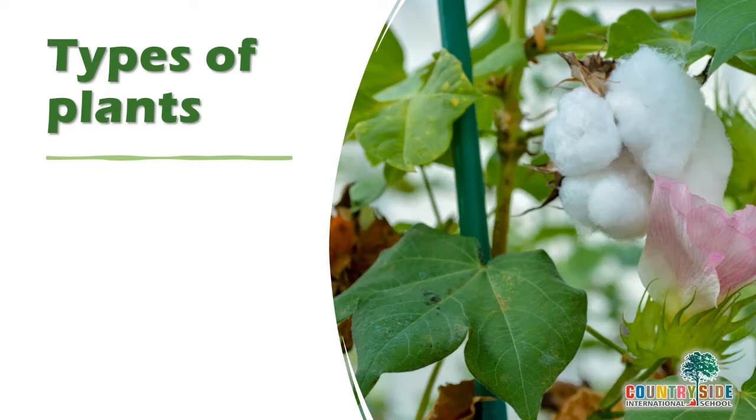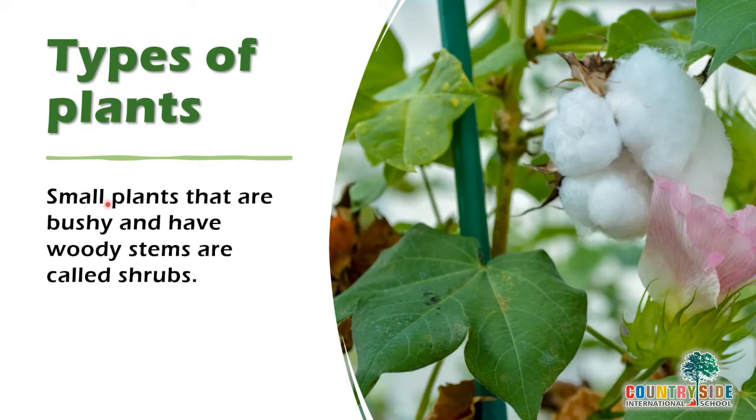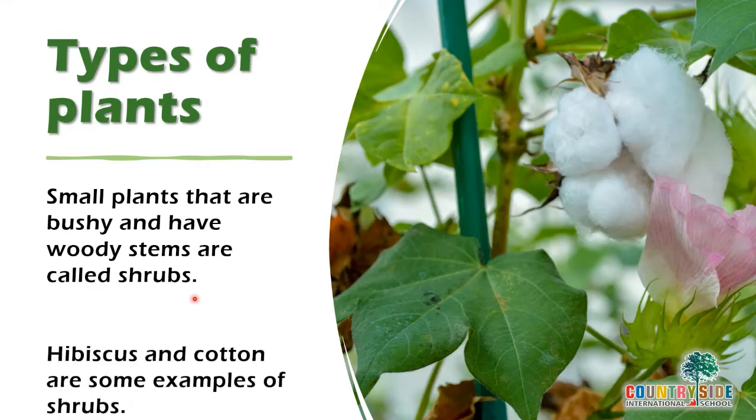Coming to the next type of plant. After trees, small plants that have bushy and woody stems are called shrubs. You studied them in grade 1 also. Alright, it has got a woody stem. The stem of it looks like wood. Alright, and it is all bushy. And they are small plants, not like trees. They are not very tall, but they are small plants. And small plants are called shrubs.